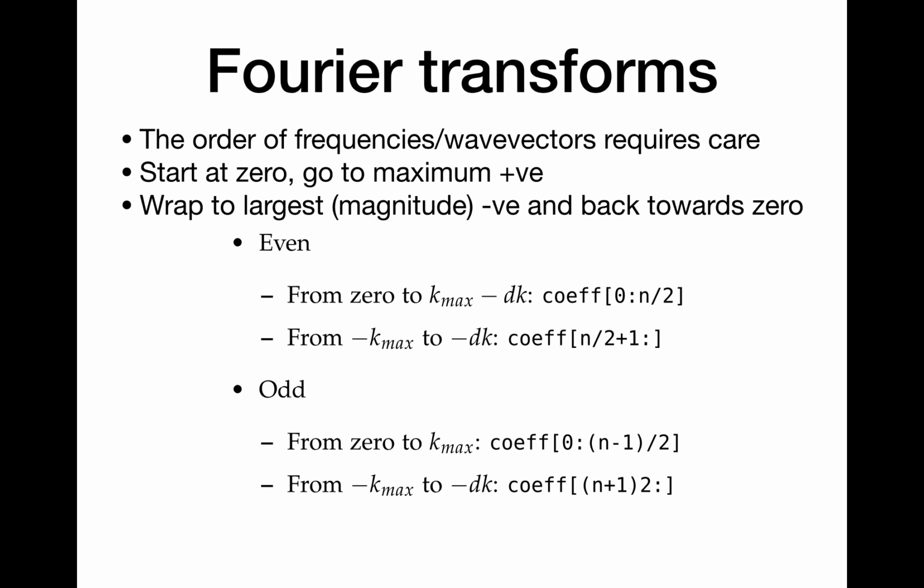Notice that functions that are very localized in real space, so something which is very narrow in real space, will be delocalized in Fourier space. In other words, you'll need an awful lot of coefficients to represent it well, and if you've got a function which is delocalized in real space, it will often be localized in Fourier space.